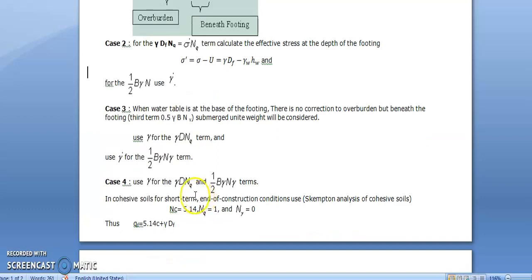Okay, now I want to pose a question for you all. For clay soil, qf doesn't depend on B. Justify. And second, the net ultimate bearing capacity is unaffected by the rise of the water table in case of clay soil. Justify.